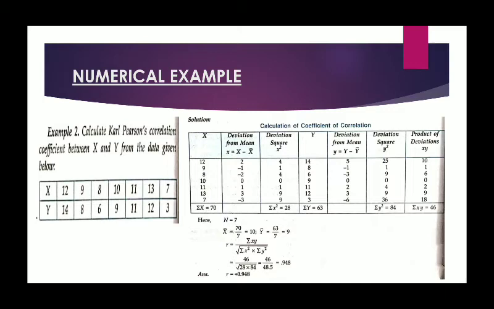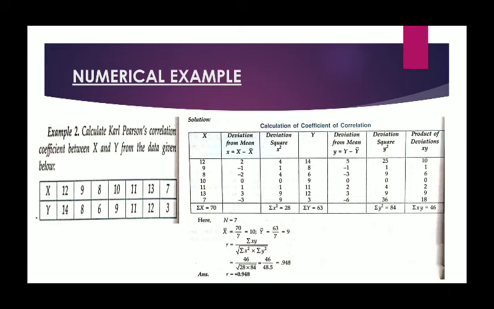R is equal to summation xy divided by root over summation x square and summation y square in the product form. Putting the values, you'll get the value of the correlation coefficient as 0.948. Since the value is positive, our answer is that the coefficient of correlation is positive with a high degree of correlation. Why high degree of correlation? Because it is near 0.9, so it is very close to 1. So we will write that it is a positive correlation of high degree.